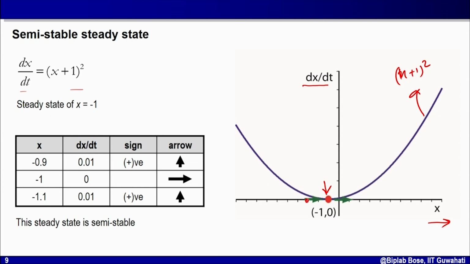I can take a smaller value than minus 1, and then I can calculate the dx/dt. As the dx/dt is positive, it is moving towards it. I can take a bigger value of x and calculate dx/dt there. Obviously the dx/dt is positive, so x is increasing with time, so my arrow is in this direction. So one arrow is moving towards the steady state, one is moving away from the steady state. So this one is semi-stable. So it is a semi-stable steady state.